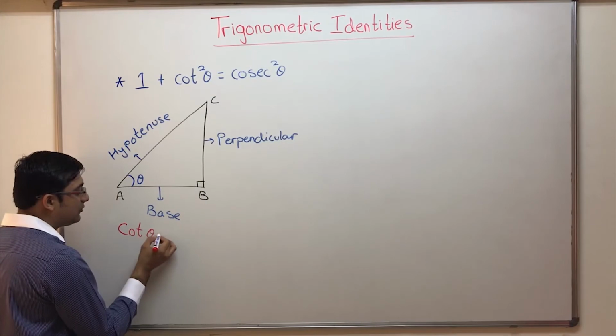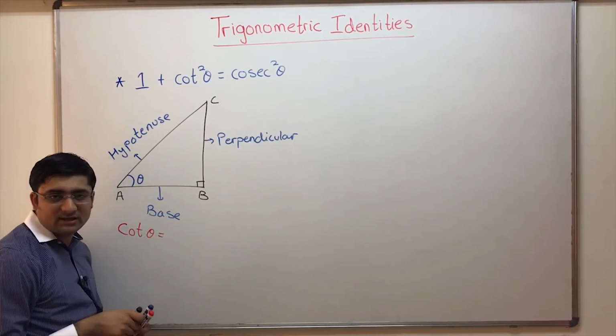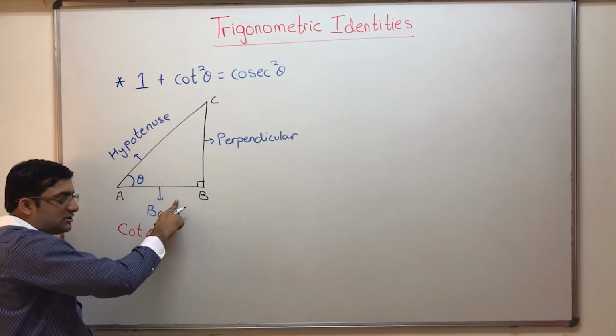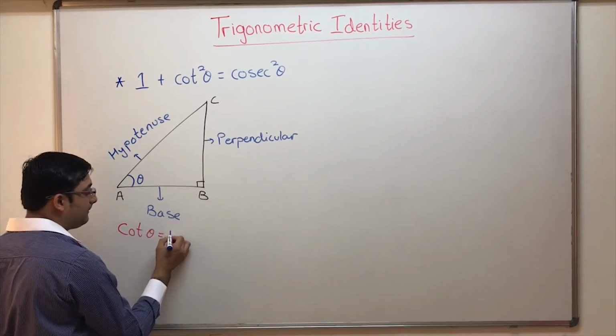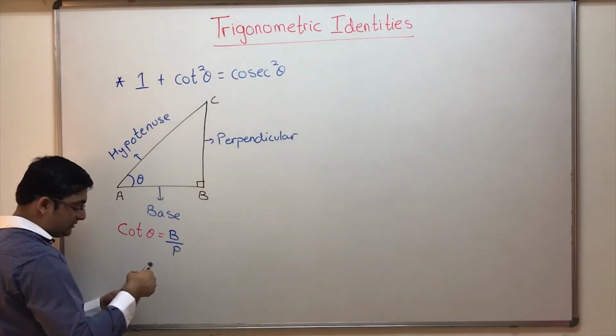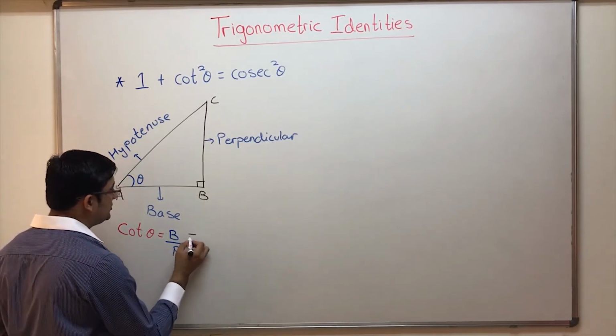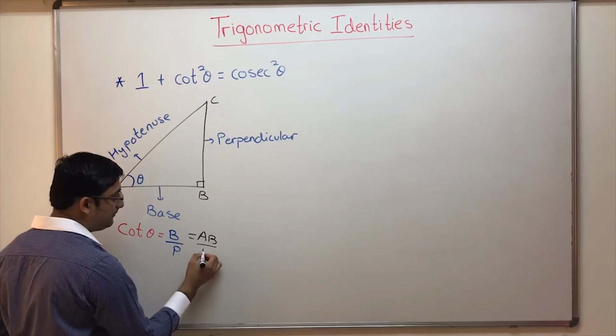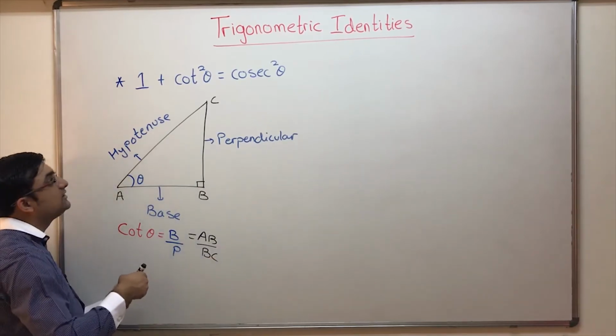So first we have cot theta. Now what is cot theta? It is basically reciprocal of tan. Tan is P by B. So cot is other way around, B by P. Base by perpendicular. So let's plug in the values. What is the base? AB. What is the perpendicular? BC. So we have the value of cot theta.